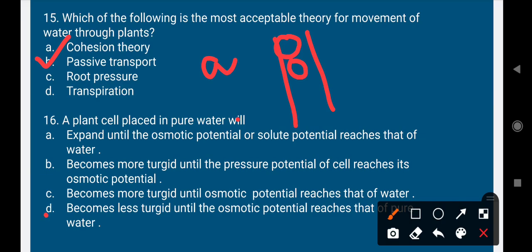एंड यहाँ पे डी पार्ट को काट देते हैं क्योंकि यदि हमने प्लांट सेल को प्योर वाटर में रखा है तो वो फूलेगी. इट बिकम टर्जिड. सो एक्सपेंड ऑस्मोटिक पोटेंशियल और सोल्यूट पोटेंशियल रीचेस दैट ऑफ वाटर, बिकम मोर टर्जिड अंटिल द प्रेशर पोटेंशियल ऑफ द सेल रीचेस टू ऑस्मोटिक पोटेंशियल. ये इसका करेक्ट आंसर है.